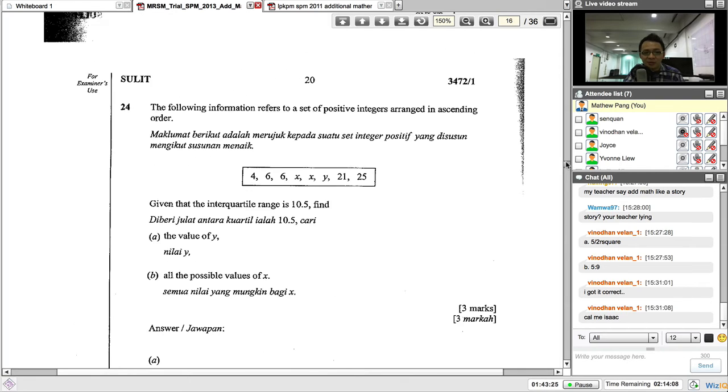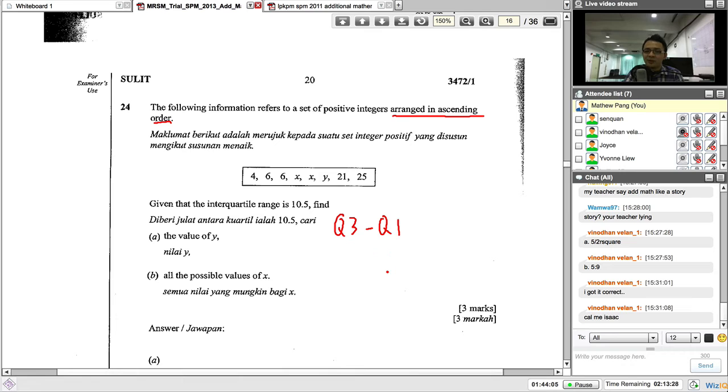So what is this? Okay, this is statistics. Given the interquartile range is this one. Okay, interquartile range will be quite simple. Let me read the question first. The following information refers to a set of positive integers arranged in ascending order. When it says arranged in ascending order, it means this one is already arranged for you. So over here I know my y value is bigger than x value. So it said interquartile range. Interquartile range, we know we use the third quartile minus the first quartile.